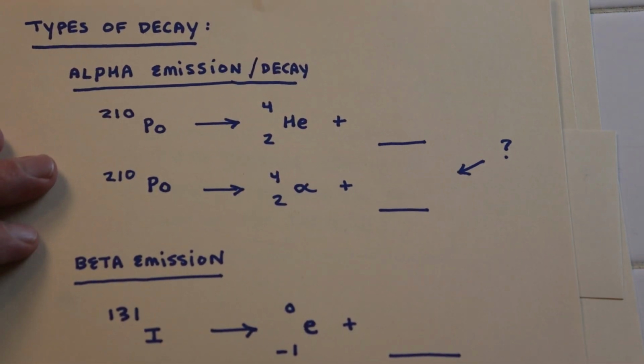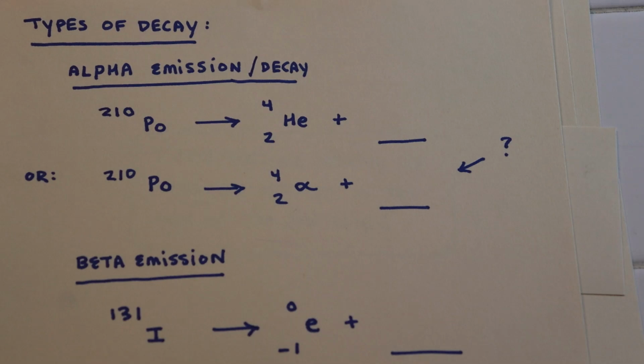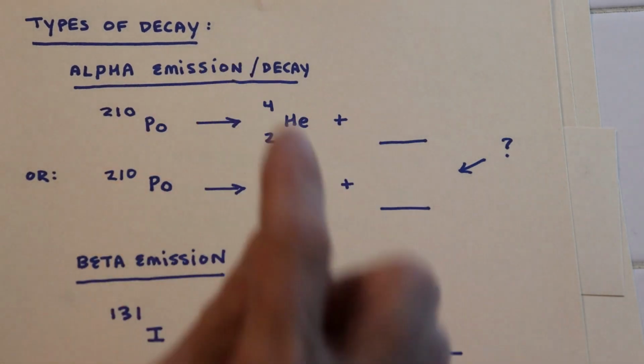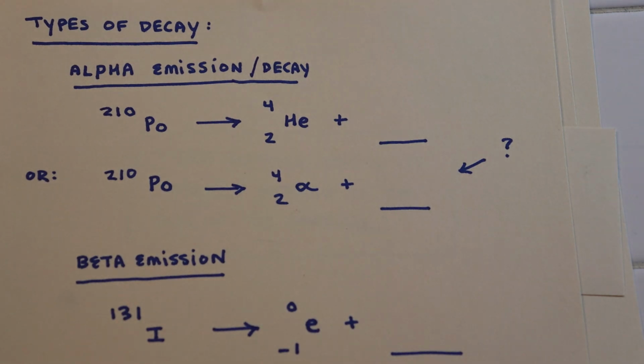Types of decay. And so we've got what we call emission. Emission, by the way, means, and you probably know from talking about atoms and light emission, means to give off. So here we have alpha emission. And sometimes they call it alpha decay. Decay is when a more complex particle breaks down to make something simpler.